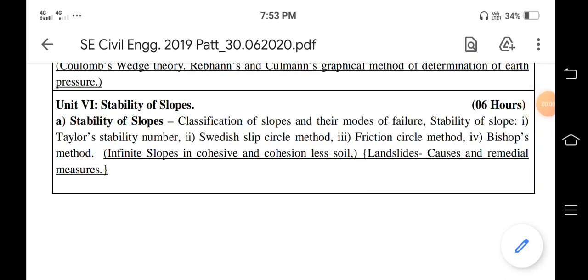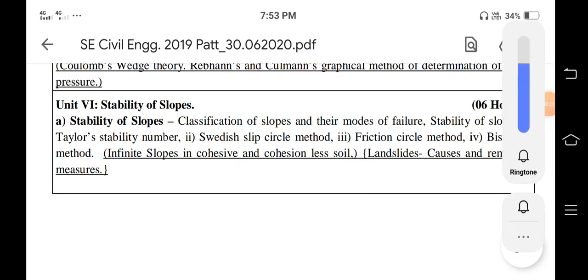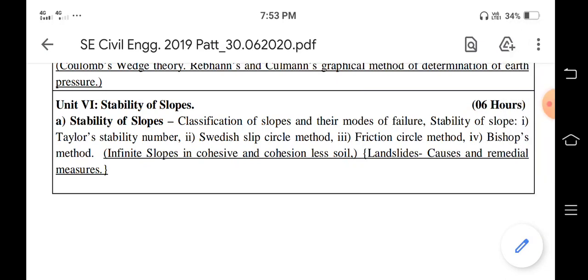Good evening all. So now we are discussing the last unit of geotechnical engineering, that is stability of soil slopes. It contains the syllabus according to University of Pune. The syllabus is the introduction to stability of soil slopes, various terms related to stability of slopes, the classification of slopes, either natural slope or artificial slope, then the modes of failure, then the stability analysis of the slope.